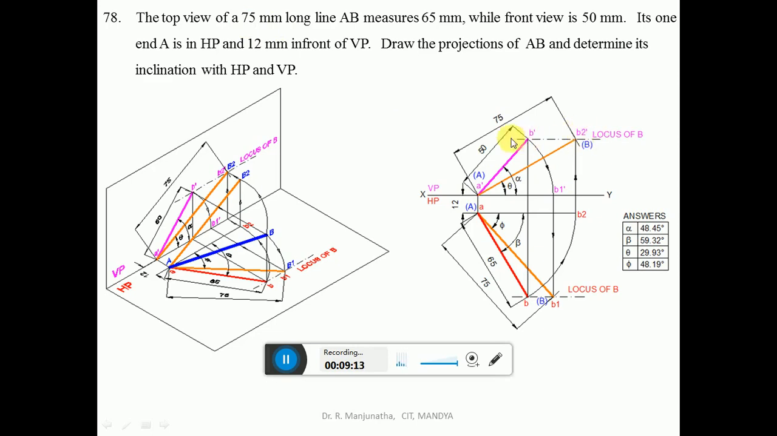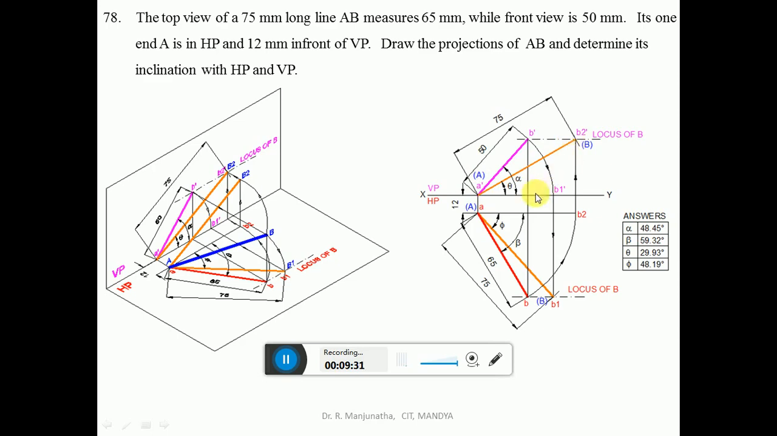Then draw a horizontal dash dot line which is going to be the locus of B in the front view. Since AB2 is the line which is parallel to VP, you are getting the true length in the front view. So you mark this as capital B and capital A. Then join A dash B2 dash a little bit thicker than the projector line.